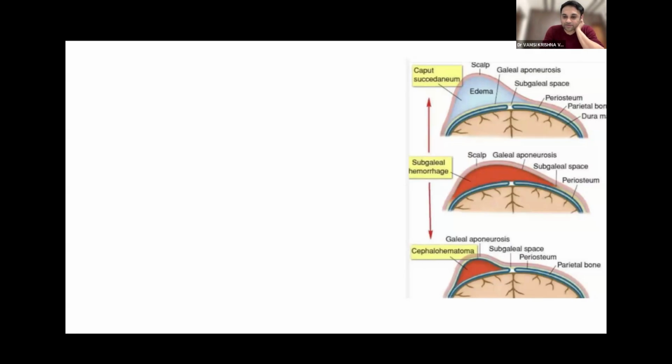And we have a cephalohematoma, which is a painful swelling present below the periosteum. The green color is the periosteal lining, and below that there is a fluid collection. It usually doesn't cross the suture line. The cephalohematoma can be associated with some amount of fractures also. So it's a cephalohematoma. The second question is, where is it present? It is present in the subperiosteal space.